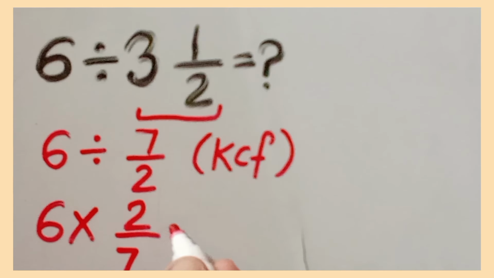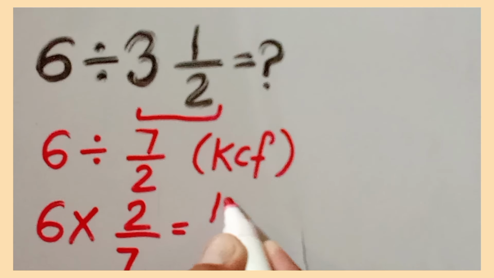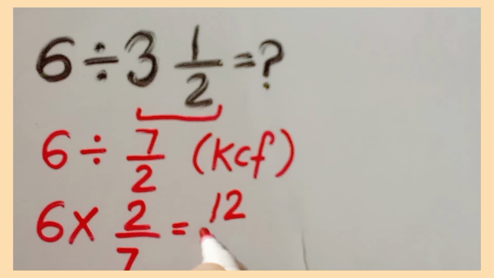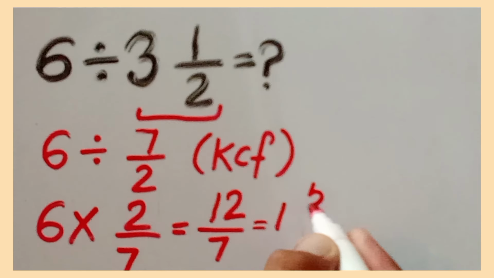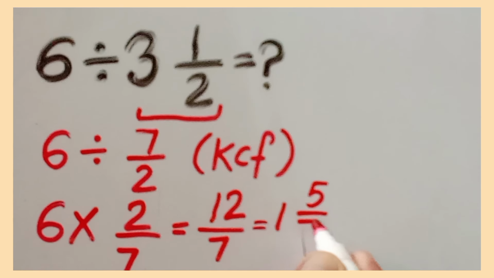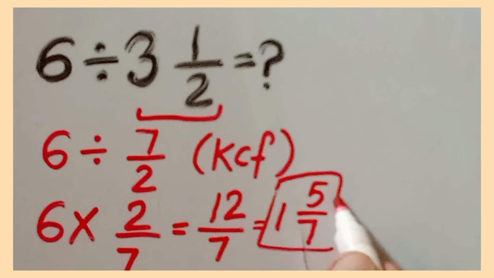Okay, so 6 times 2, which is equal to 12. I can write, student, here is 12 divided by 7. Now if you again simplify this form, then the final answer is the mixed form, which is 1 5 divided by 7. This is the final answer of this expression.